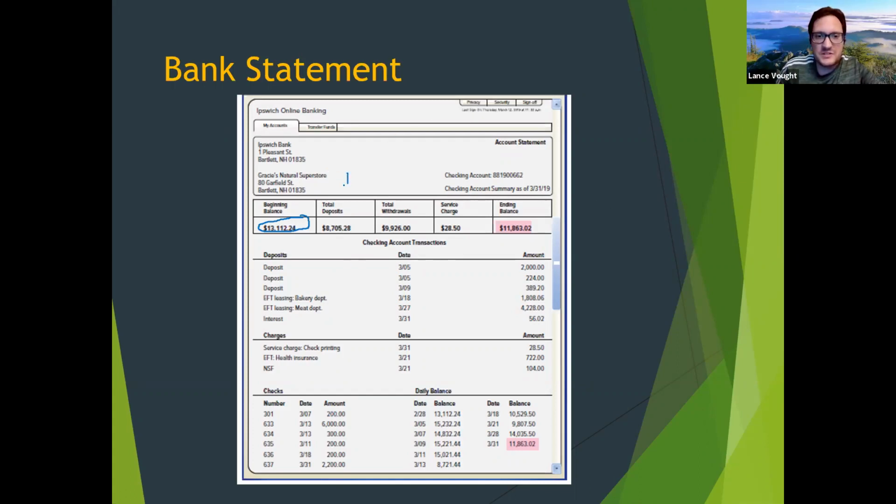So total deposits is how much money the institution has put into this account. So they've deposited $8,705.28 into the account. They've taken away $99.26. There's some service charge for whatever reason. And notice that the withdrawals were greater than the deposits, so it should make sense that the ending balance is less than the beginning balance.